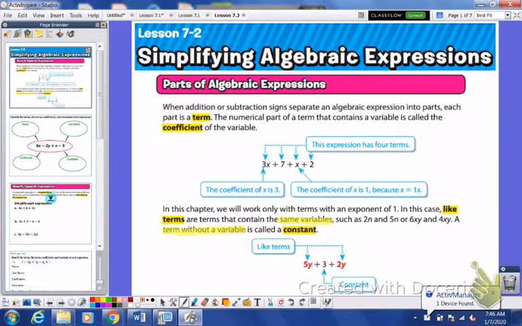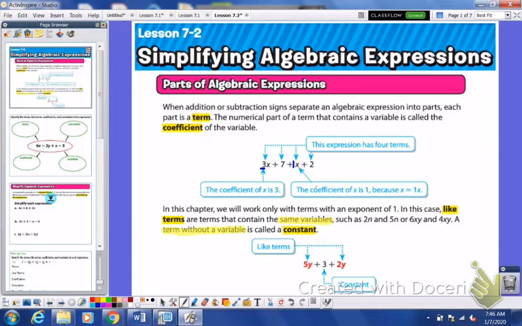So if we look through here, 3x plus 7 plus x plus 2, each one of these pieces separated by the addition is called a term. Then the coefficient, where you see a variable, those are our coefficients there, so the 3 and then the 1. If there's no number there, it is a 1.